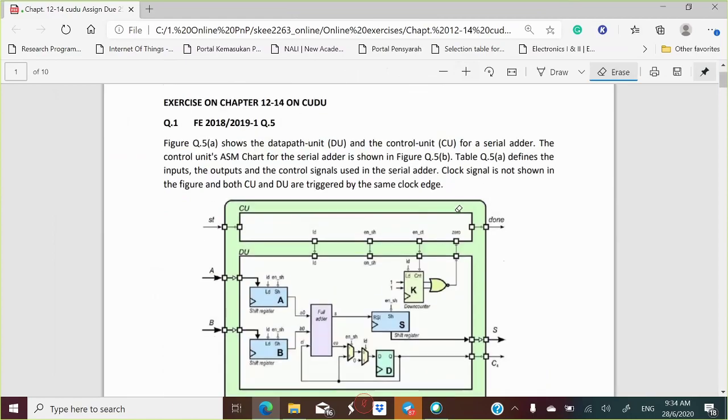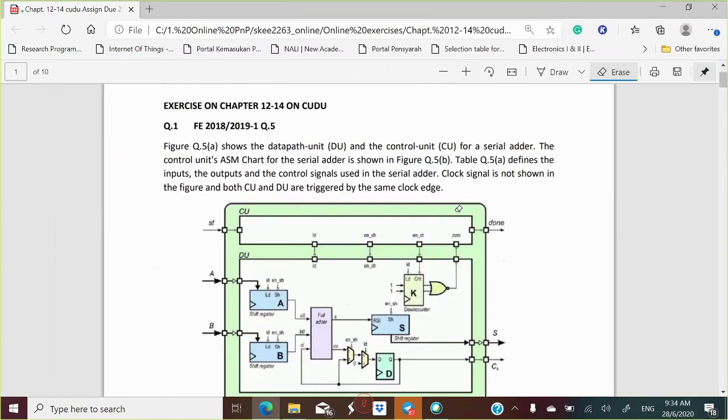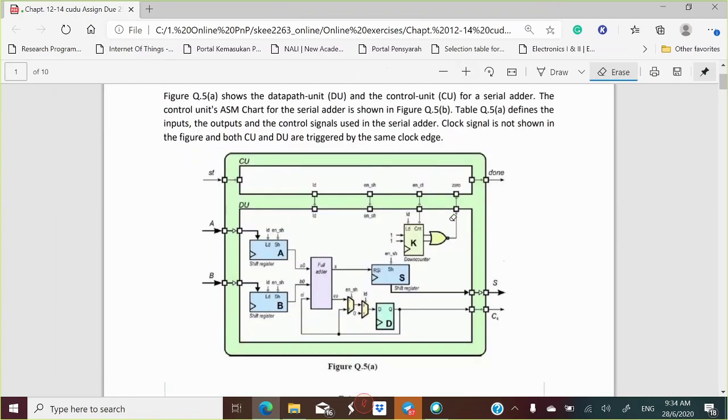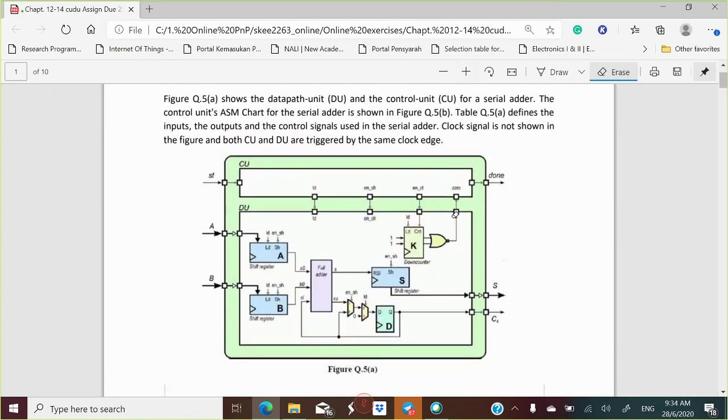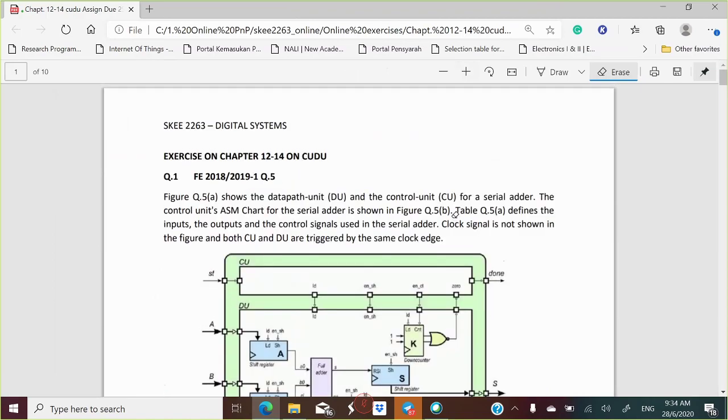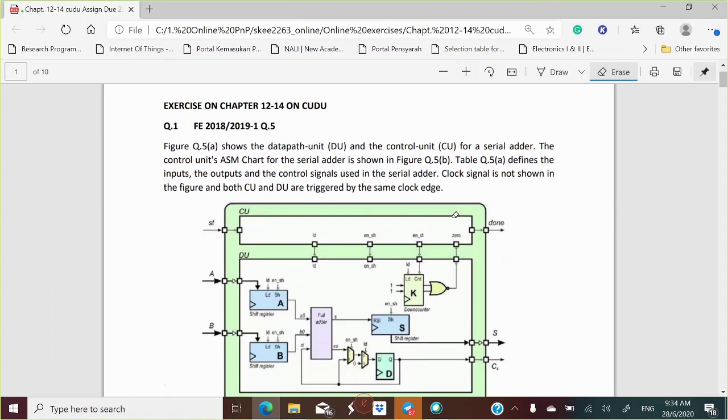So the first question is basically, actually you already presented this one while you were doing your milestone, milestone 5 and 6, right? For example, this is a bit serial adder. This appeared in 2018, 2019, question 5, which is actually always the CUDU, question 5 and 6.